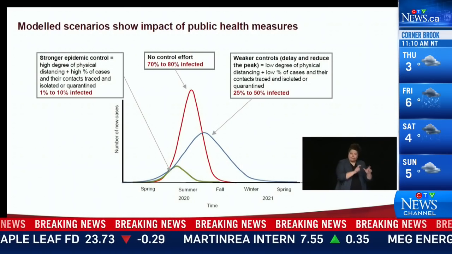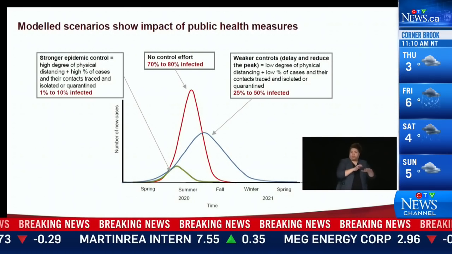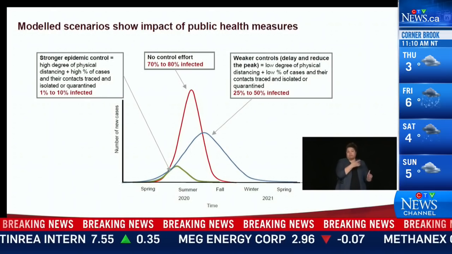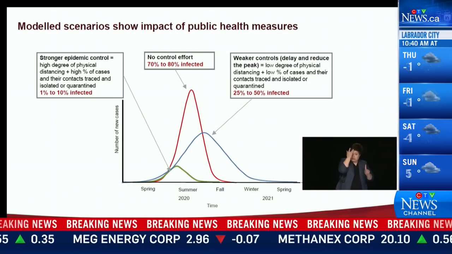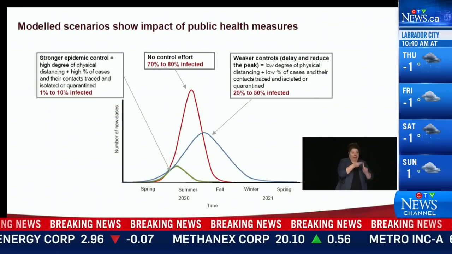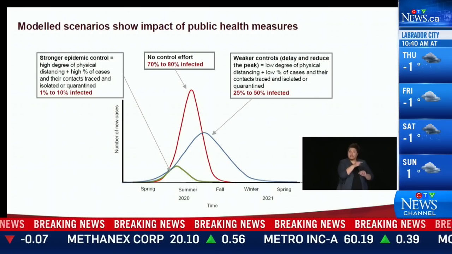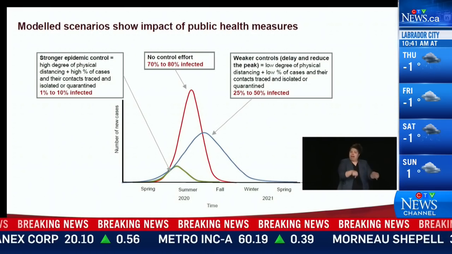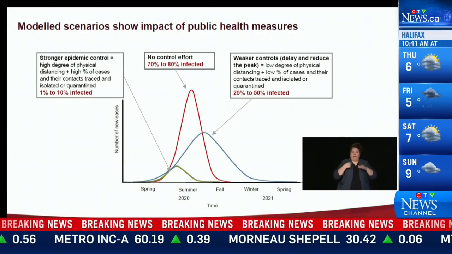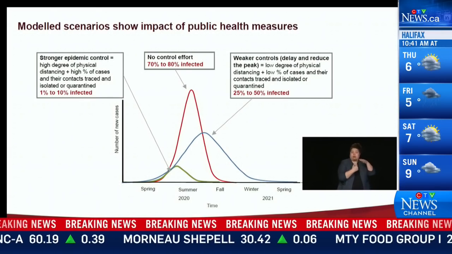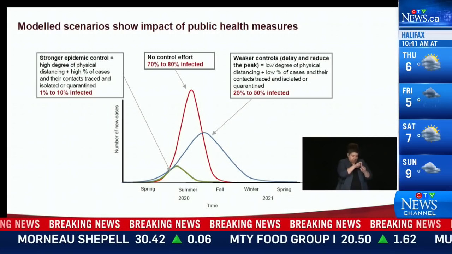So this is the scenario we're working towards, where each infected person only transmits to less than one person. We can stay on this green curve by achieving high and sustained degree of physical distancing, and at the same time a high rate of case detection and self-isolation and contact tracing and quarantine.